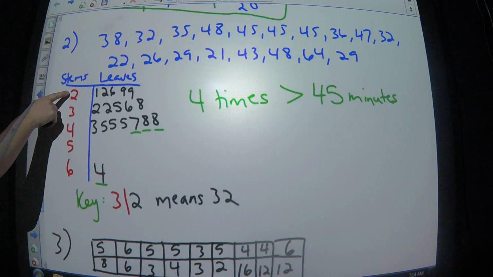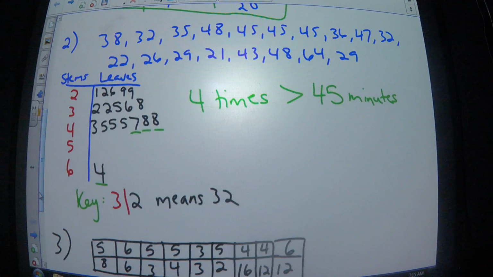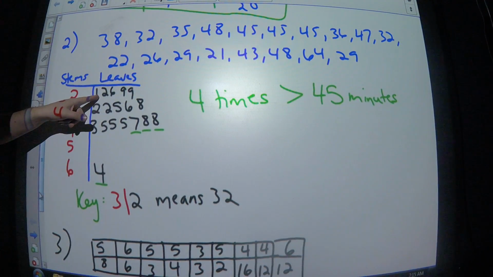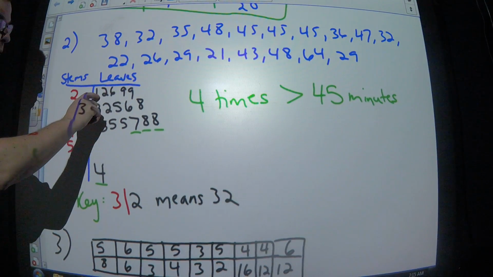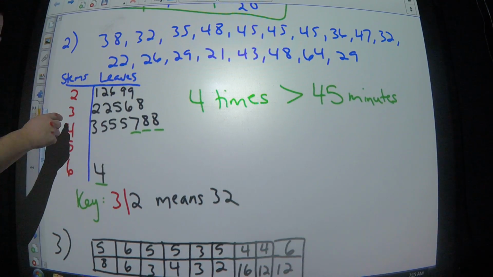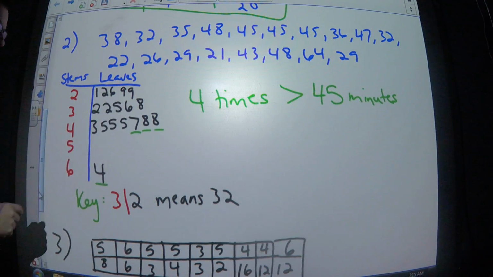And the stems are going to be, since these are 2-digit numbers, the tens place. So I've got anything from 20 to 60, so 2, 3, 4, 5, and 6 is what I'll write down under the stems. And then the leaves are the ones place. So I've got a 21, a 22, a 26, a 29, another 29. And so I would write 1, 2, 6, 9, and 9 for my leaves. And then I do the same thing for the 30s. 32, 32, 35, 36, 38.